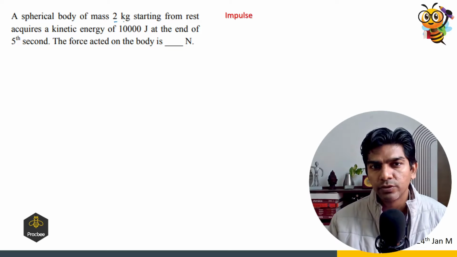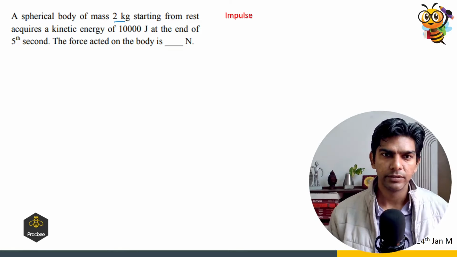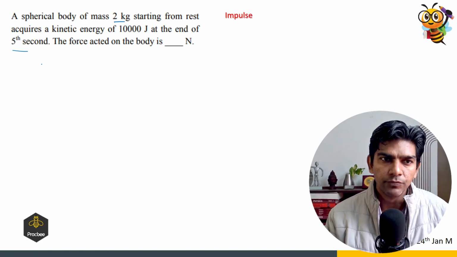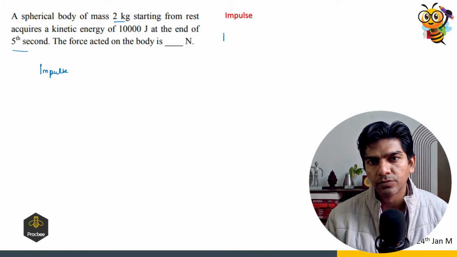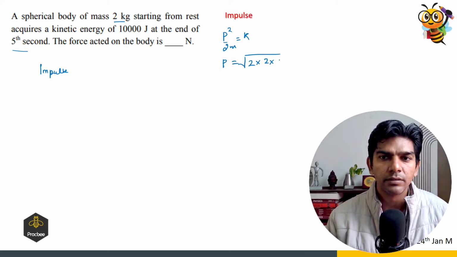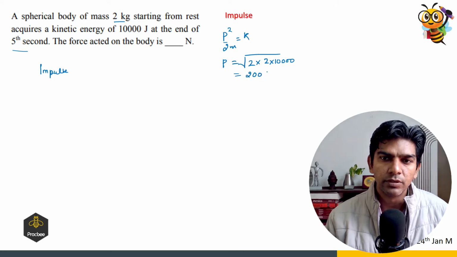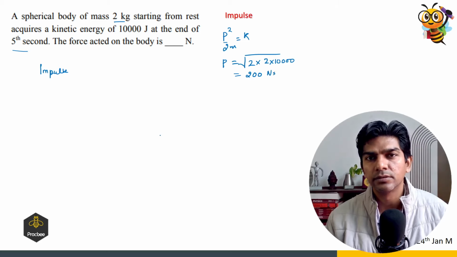A spherical body of mass 2 kg starts from rest and acquires kinetic energy of 10,000 joules at the end of the 5th second. Find the force acted on the body. So again, for the impulse, kinetic energy is given. So can we find the linear momentum? Kinetic energy is P square by 2m. So P will be root of 2mK. Mass is 2 kg and the kinetic energy is 10,000, which comes out to be 200. So 200 Newton second is the linear momentum.